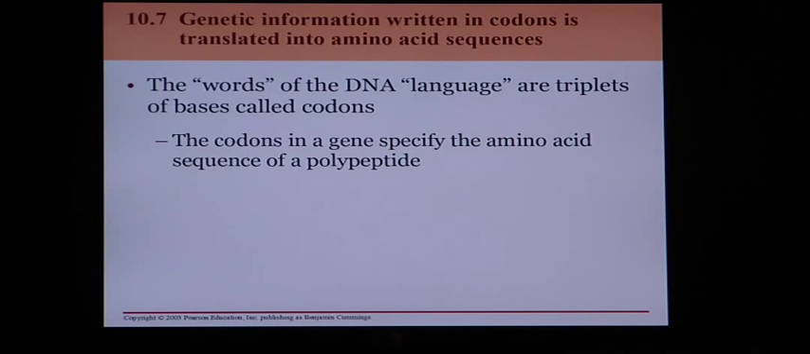So because the body is so dependent upon protein, we must be constantly making new protein. And so the process of transcription and translation is the story of how protein is created in the cells.